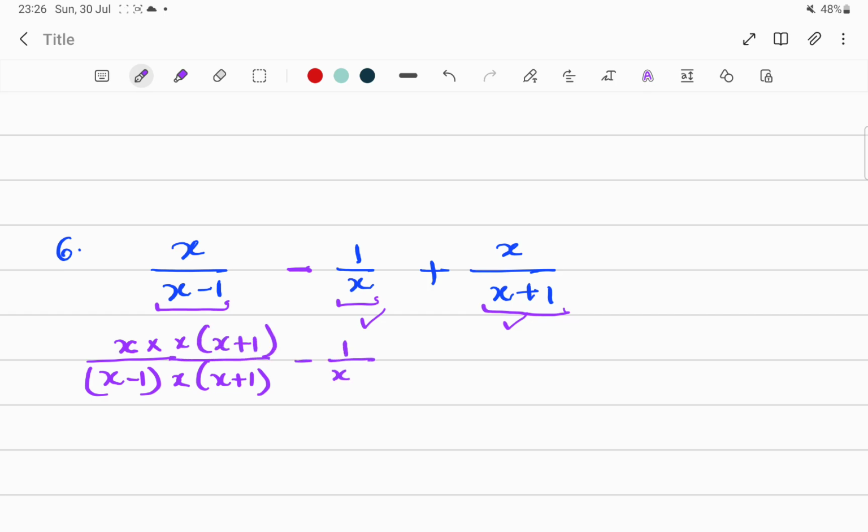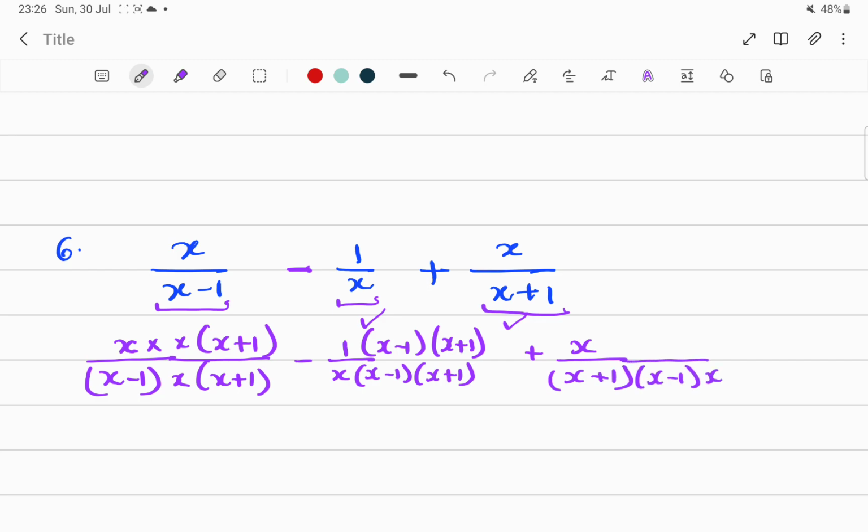Then 1 over x, so I will multiply it by x minus 1 and x plus 1, and here also x minus 1 and x plus 1. In the last we have x over x plus 1. So what is missing is x minus 1 into x, and the same here, multiply by x into x minus 1. Now by doing so we got the same denominator.